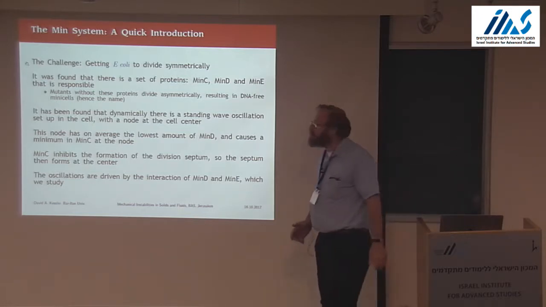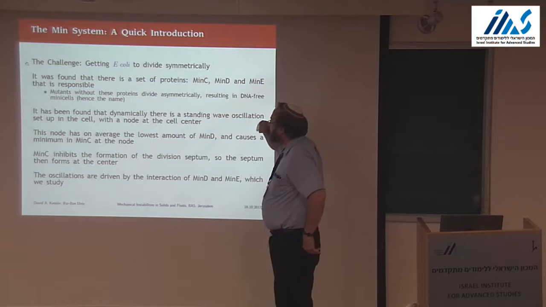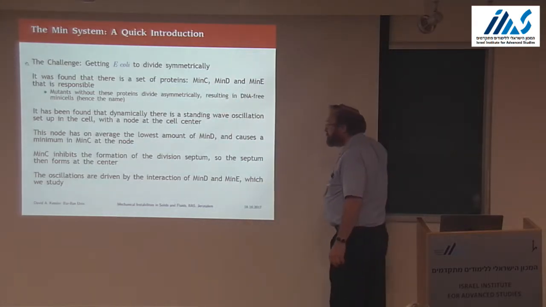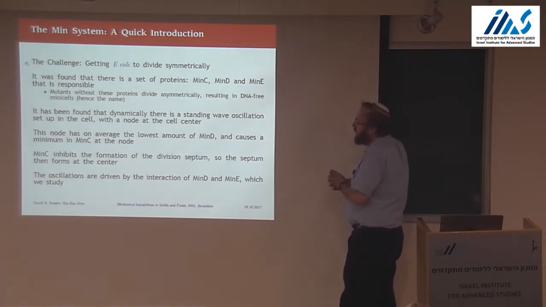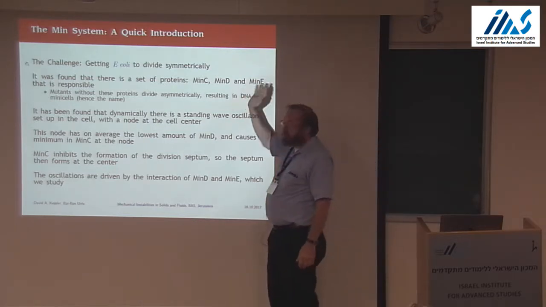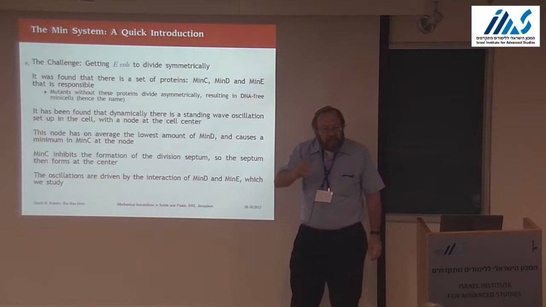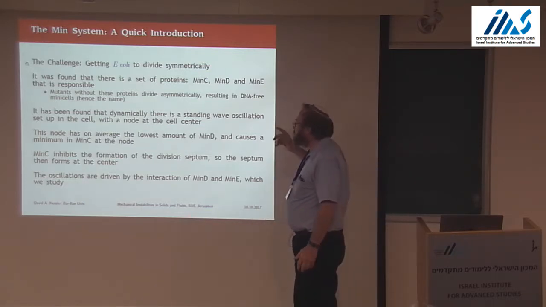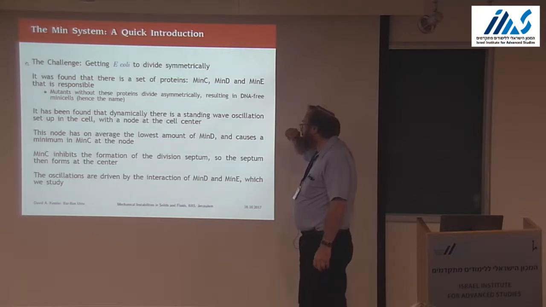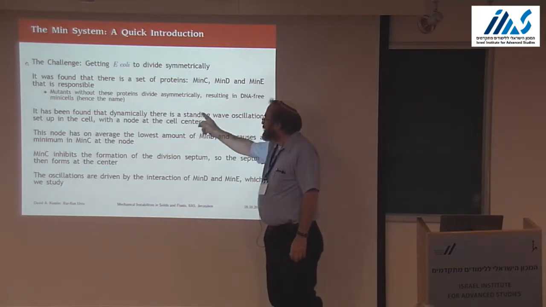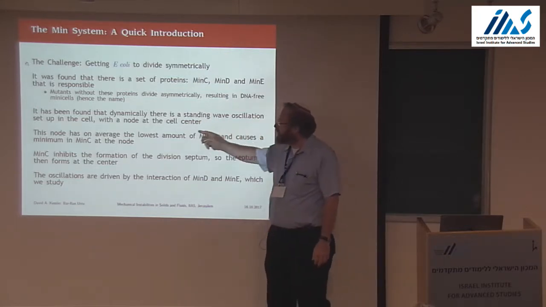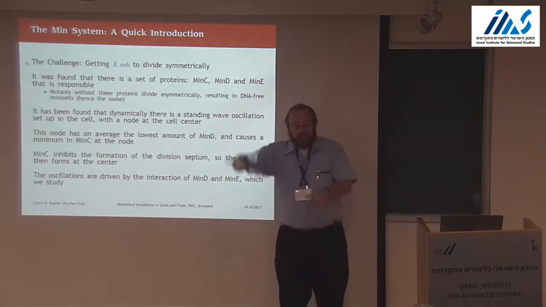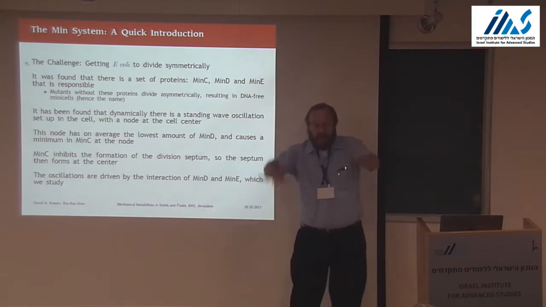So these are the Min proteins. This is the Min system, and there are three of them, MinC, MinD, and MinE. This system has been studied experimentally at great length. It's a very interesting system for biologists and physicists. It's been found dynamically that there's a standing wave oscillation set up in the cell with a node at the cell center. So you get this sloshing, this kind of oscillation.